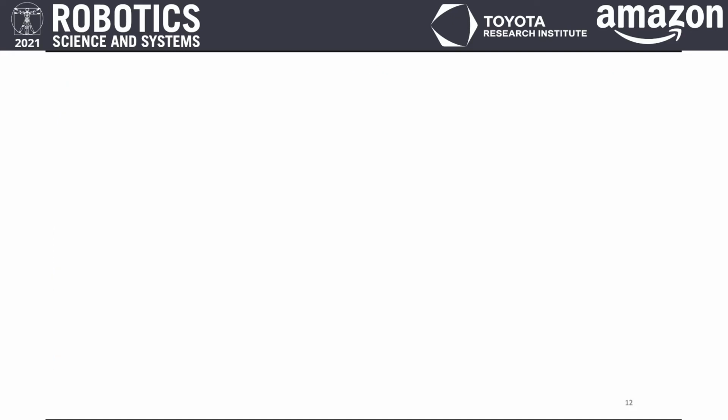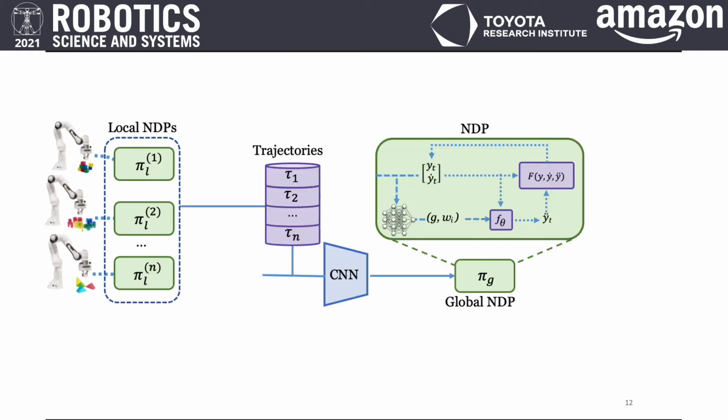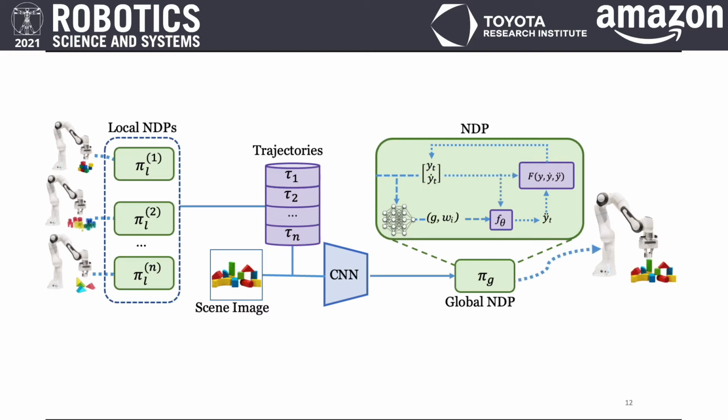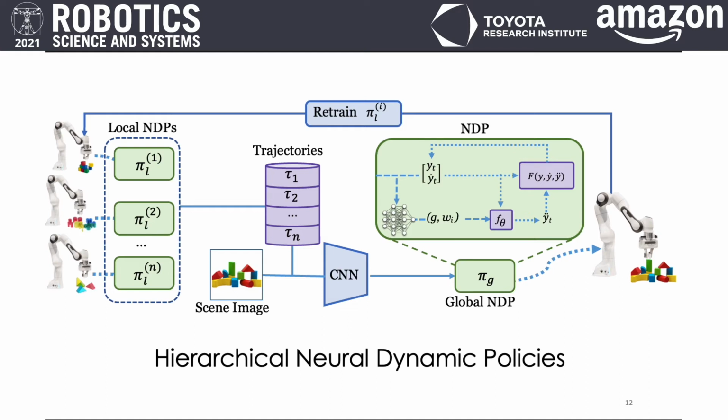We break down the task into small regions and overfit local NDPs to ensure success. We then distill the local NDPs into a global NDP, which on the other hand is meant to operate on the entire space and only works from the image of the scene. We deploy the global NDP on the robot and use the collected trajectories to iteratively refine both local and global NDPs. Due to this local to global structure, we call our framework Hierarchical Neural Dynamic Policies, or HNDPs.